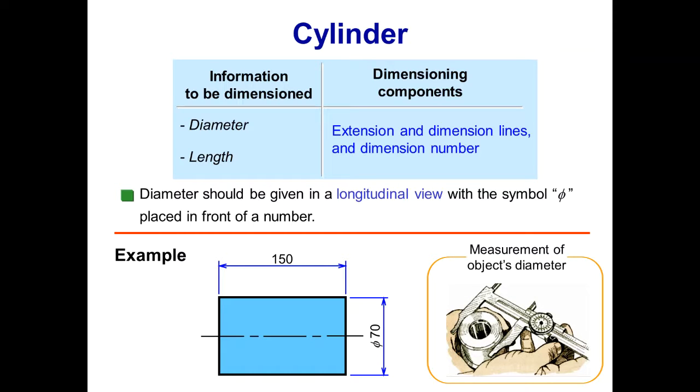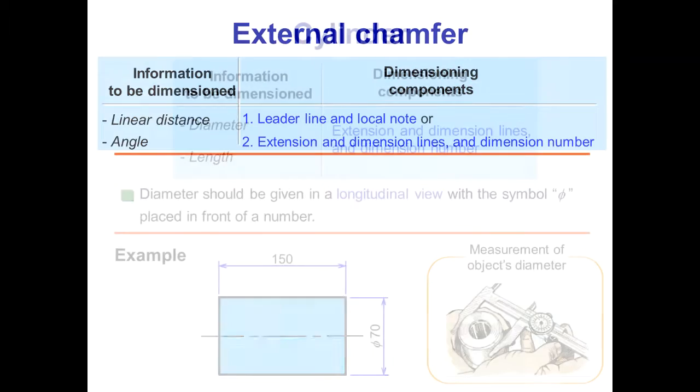Like for example, when you measure the diameter of a circular object with a vernier caliper, basically what you're doing is measuring the circular diameter with a linear distance. This is also the same thing, that you're representing the circular distance with the linear dimensions. However, it is still a diameter, so you have to put the phi symbol in front of it.